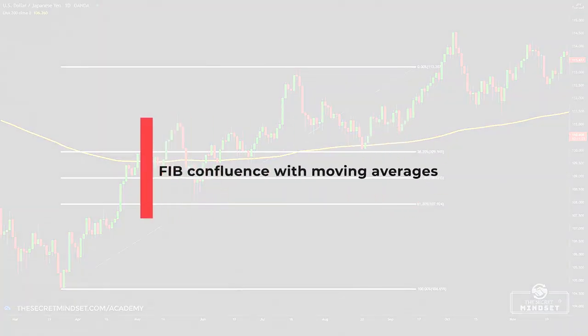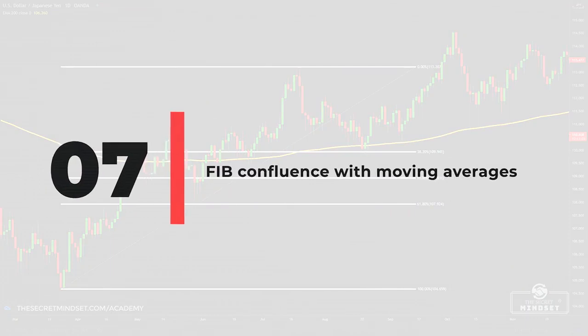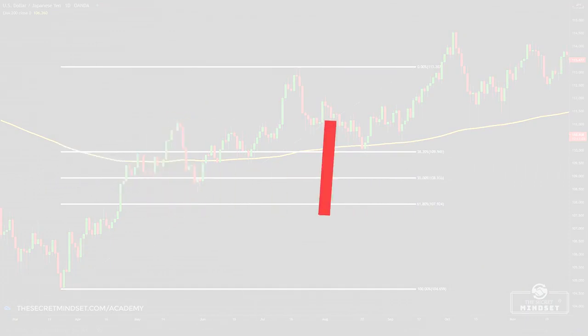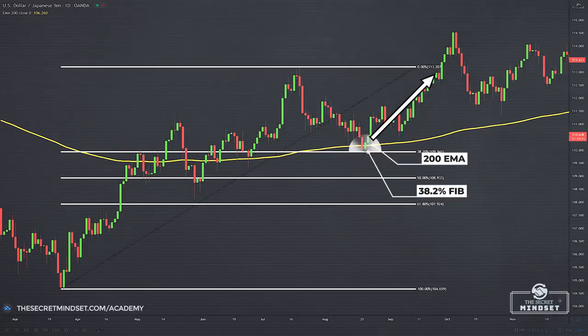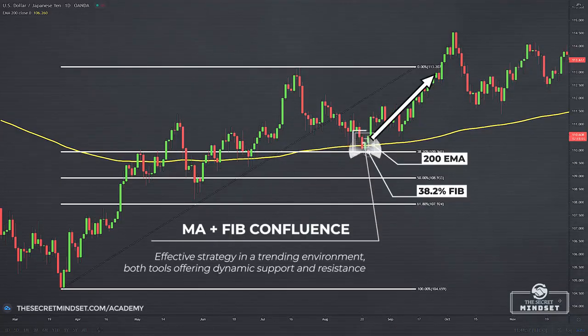Number 7. Confluence with moving averages. Fibonacci can provide reliable trade setups, but not without confirmation. Applying additional technical tools like moving averages will support the trade opportunity and increase the likelihood of a good trade. Fibonacci and moving averages work well together because both tools are very effective in a trending environment.